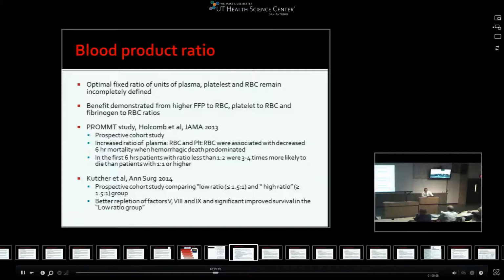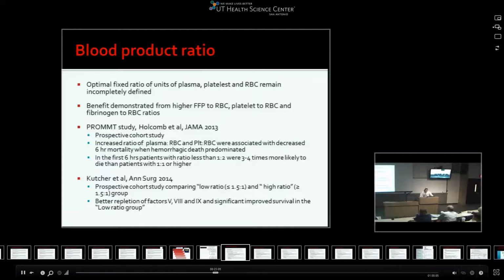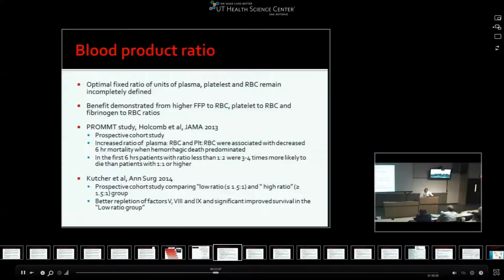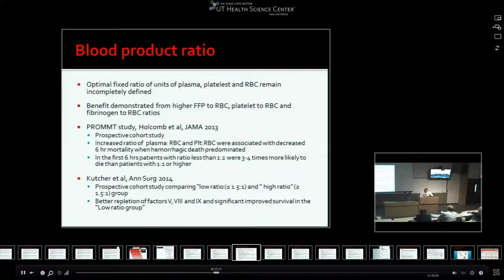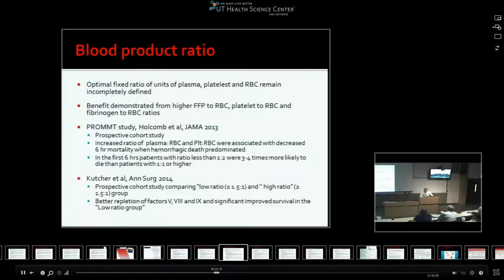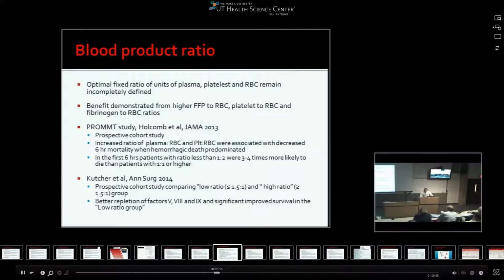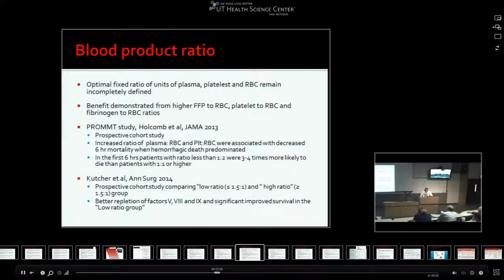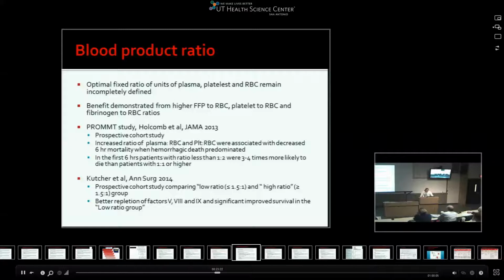There's been a lot of talk in the literature about blood product ratio, and so far, what the optimal ratio is still remains incompletely defined. Benefits have been demonstrated from higher FFP to RBC, platelet to RBC, and fibrinogen to RBC ratios.